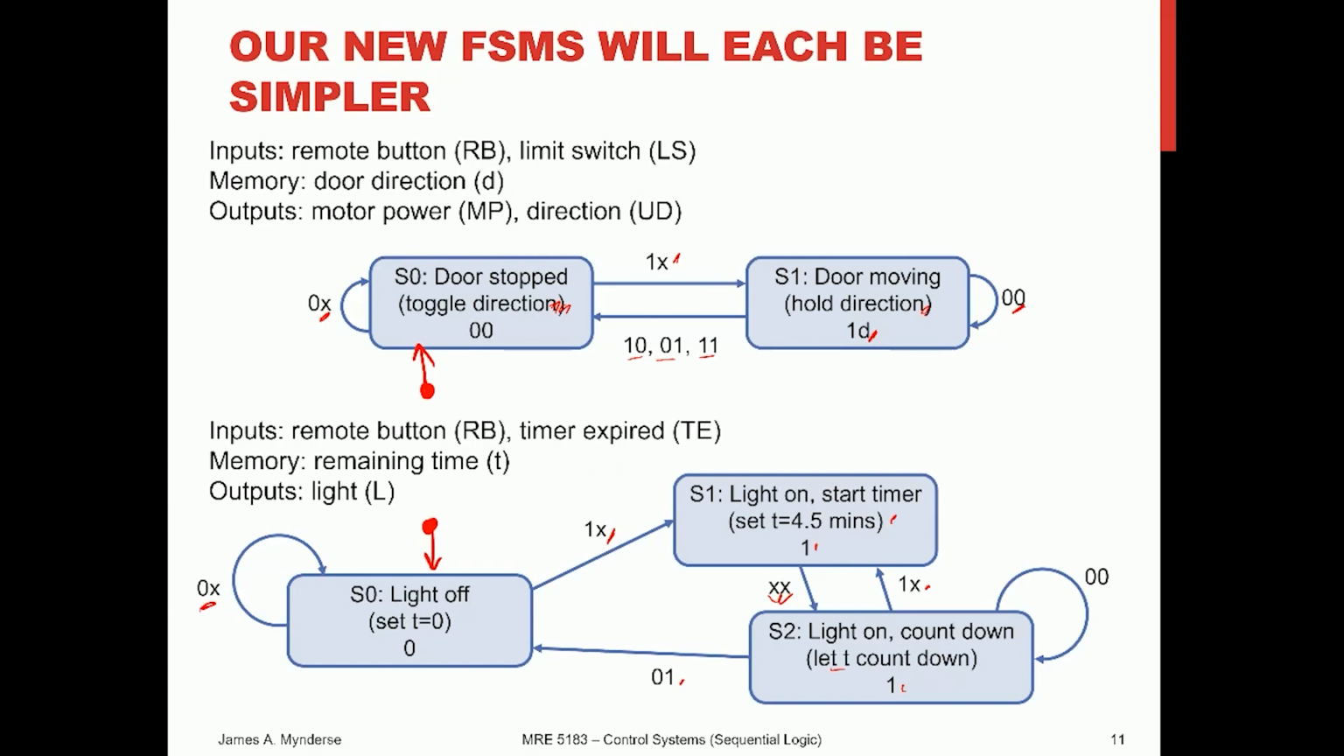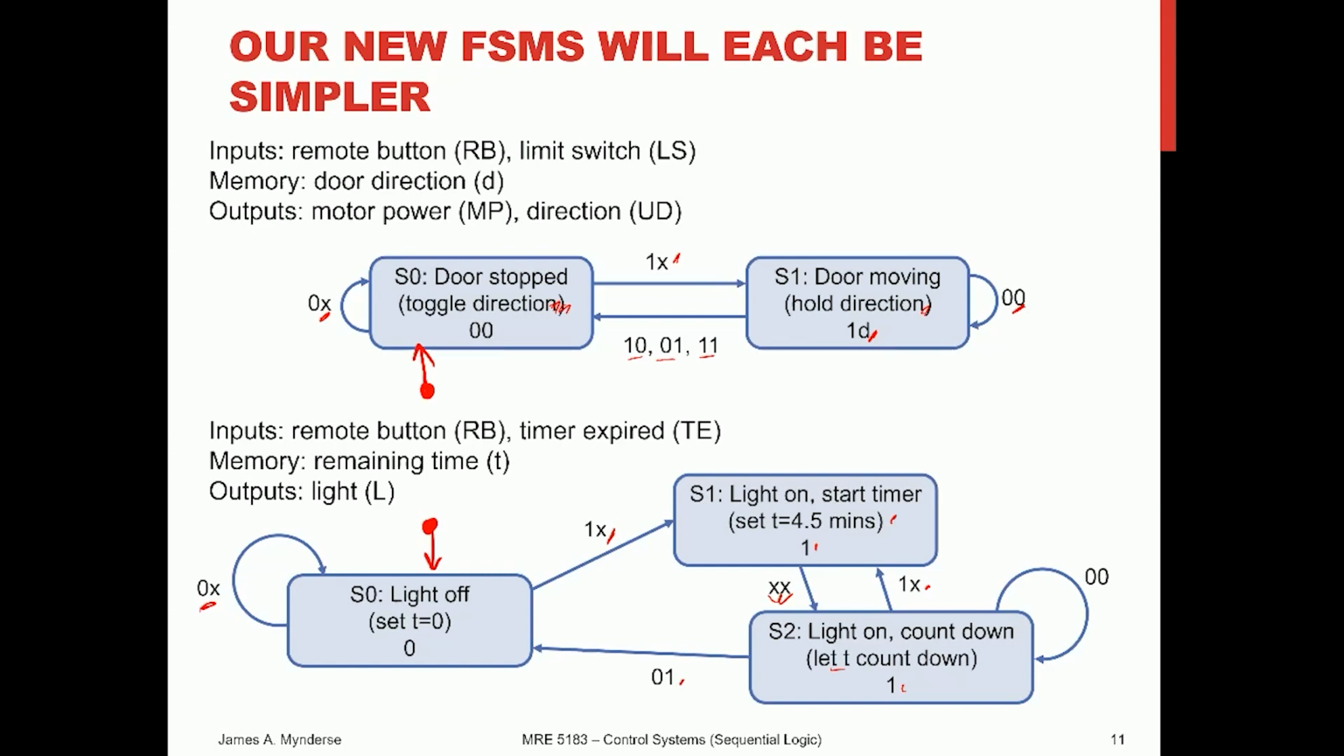And it's going to count down until such time as we see the button pressed again or the timer is expired. So if the button is pressed again, regardless of what else is going on, we reset the timer. That's going back to S1, where it's going to reset it to 4.5 and then immediately come back to S2 and start counting down again. And if we see the timer is expired, but there hasn't been another button press, we'll go to S0 and wait with the light turned off.